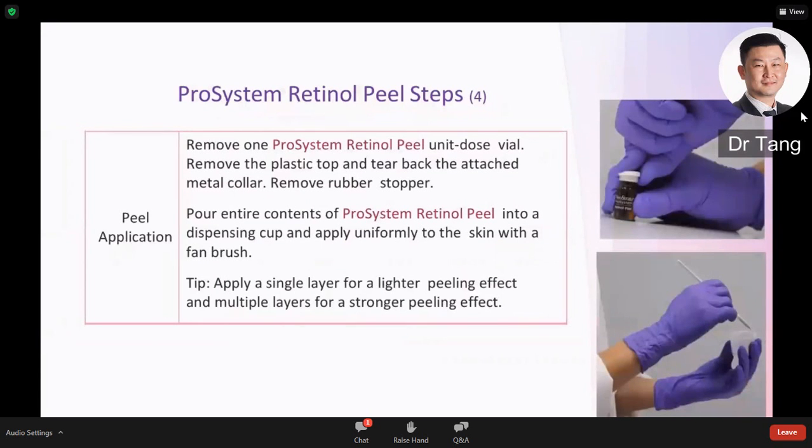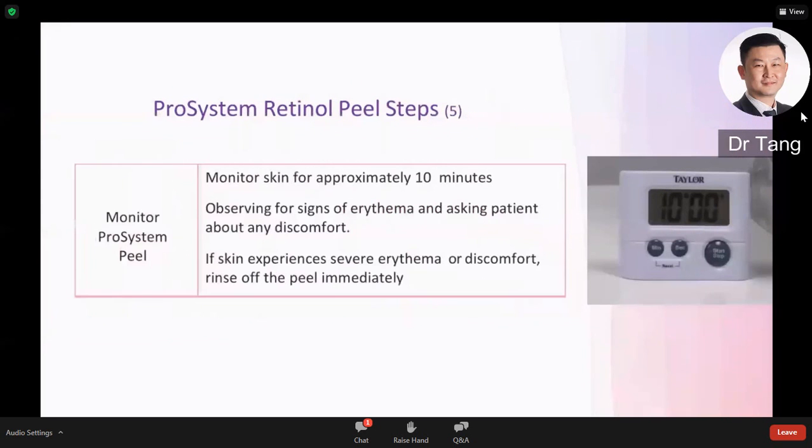This is then followed by peel application. First, we remove one Pro System retinol peel unit dose vial, then remove the plastic top, tear back the attached metal collar, and finally remove the rubber stopper. Pour the entire contents of the Pro System retinol peel into a dispensing cup and then apply uniformly to the skin with a fan brush. We may apply a single layer for a lighter peeling effect and multiple layers for a stronger peeling effect.